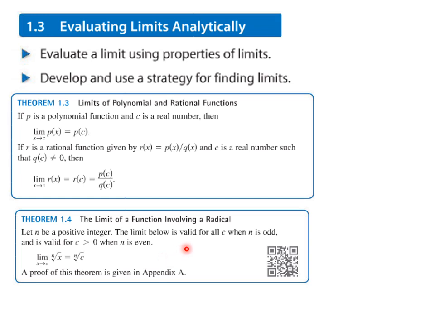Limit of a function involving a radical: the limit is valid for all c when the index is odd. So like cube root, fifth root, seventh root, and so forth. And it's valid for c greater than 0 when n is even. So square root, you have to be plugging in a positive number. So square root, fourth root, sixth root.